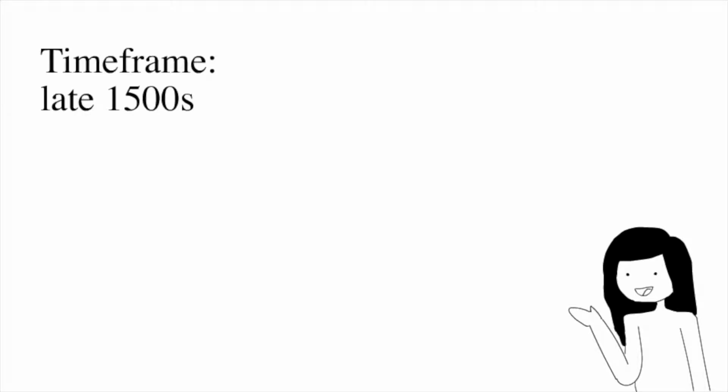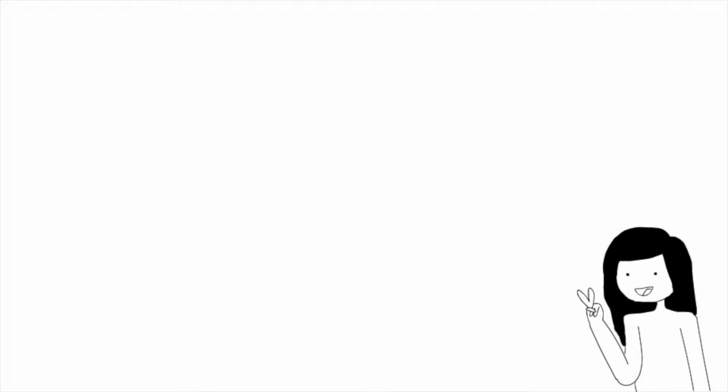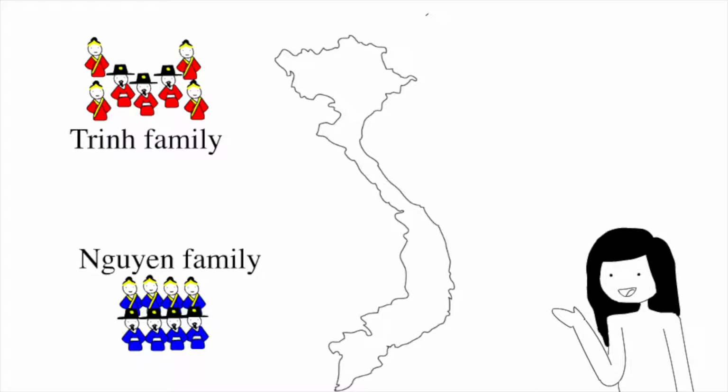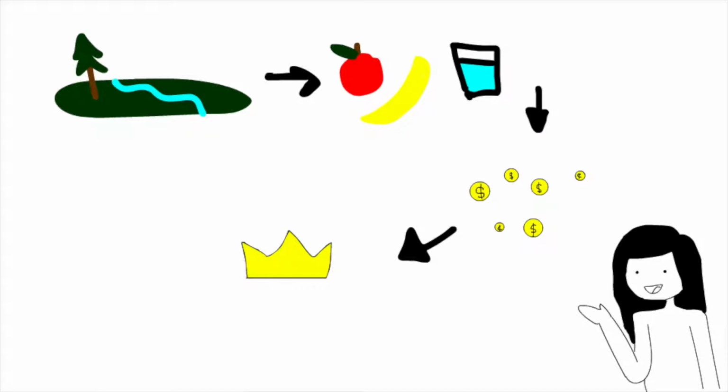Vietnam in the late 1500s to the early 1900s was split between two noble families, the Trinh who ruled the north and the Nguyen who commanded the south. Vietnam had been split between the north and the south for centuries, which eventually leads to major conflicts in this area. The nobles sought to expand their territory because more land leads to more resources, and more resources equals more money, and more money equals more power.